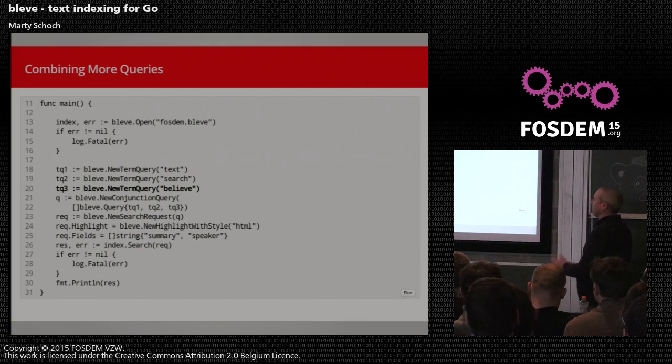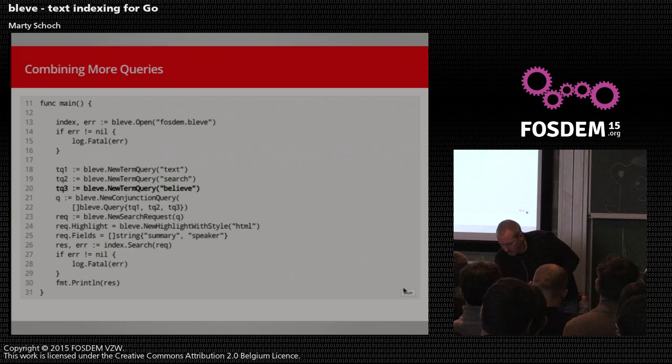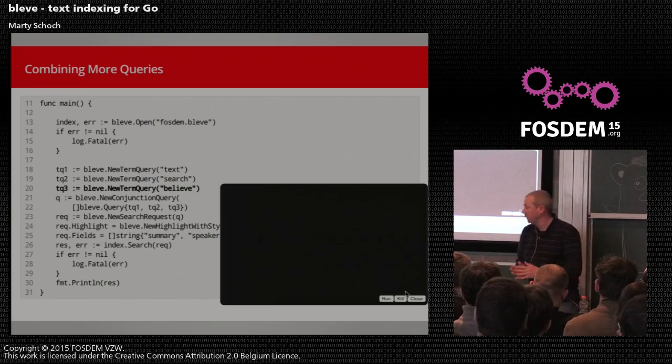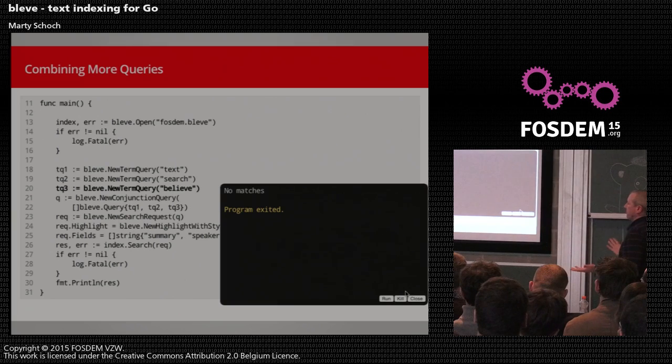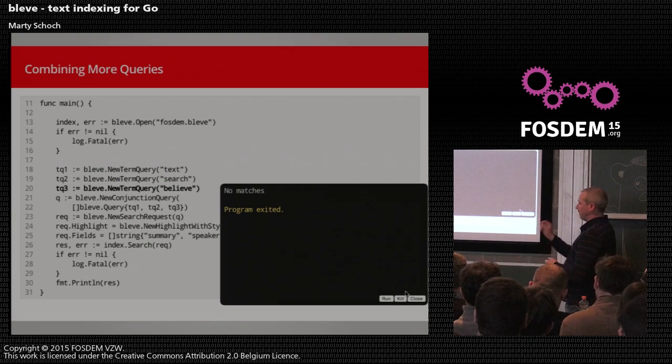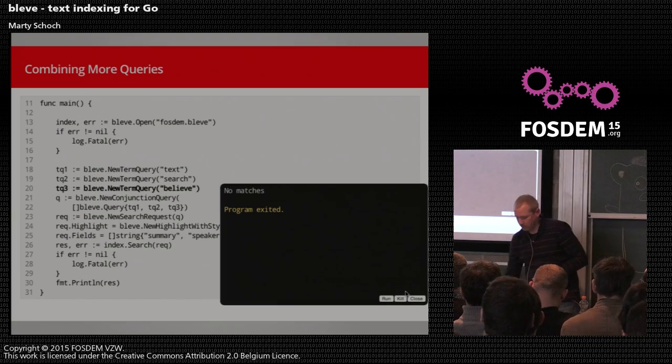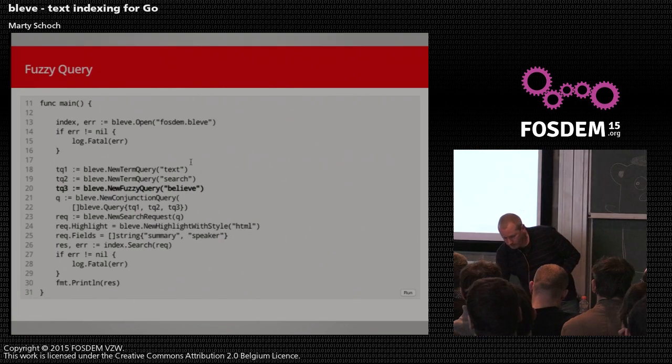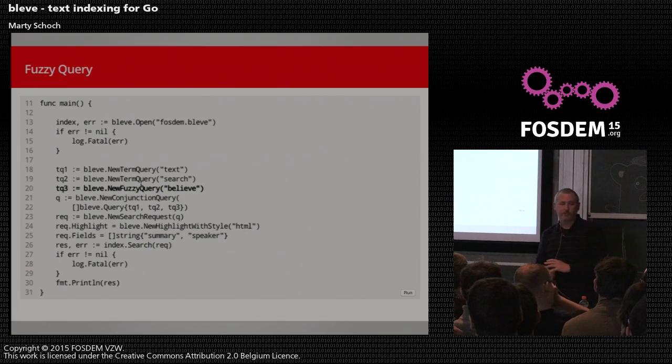Now, let's say we wanted to combine more queries. Maybe somebody was out in the hallway before this talk and they said, I heard about this library called bleve, something to do with text search. But they type it in as they heard it, like an English speaker might type it in as believe. So if we run that, again, these are just all ANDed together. That's not going to match anything because none of the documents have text and search and believe. But what if instead of a term search for believe, what if they'd done a fuzzy search instead?